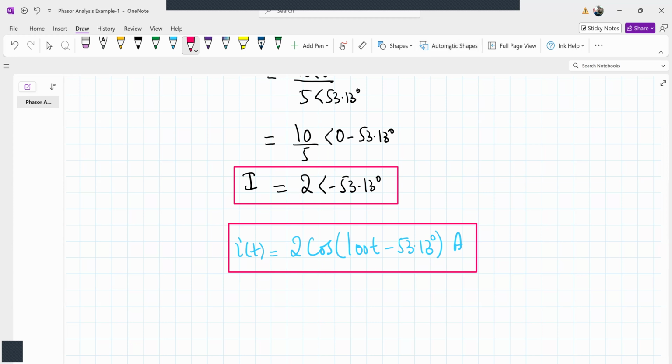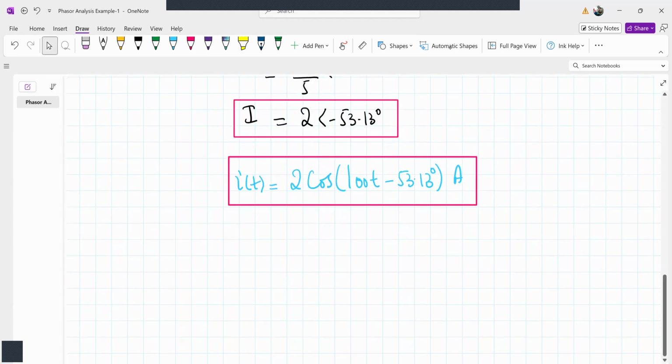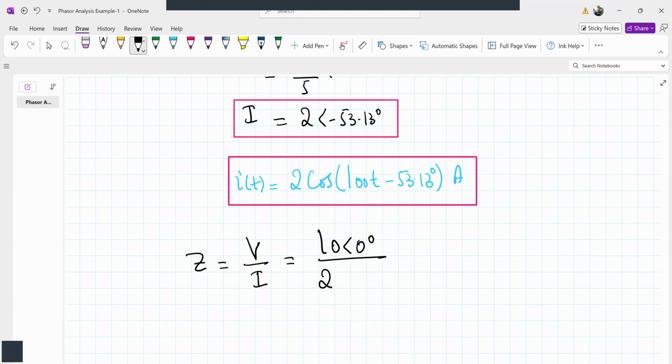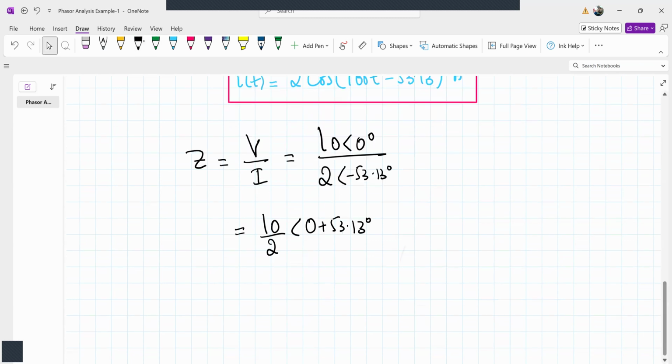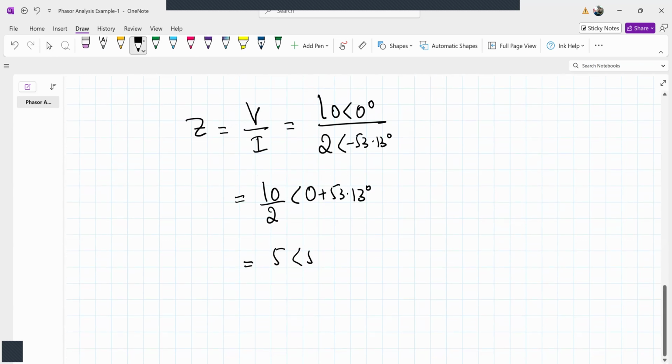Now in order to find impedance, we'll divide the V phasor by the I phasor. So impedance Z will be simply equal to V phasor divided by I phasor. V phasor is 10 at an angle of 0 degrees, divided by I phasor, which is 2 at an angle of minus 53.13 degrees. So this will be 10 divided by 2 at an angle of 0 plus 53.13. Why plus? Because when we subtract minus 53.13 from 0, it becomes plus. So this will be 5 at an angle of 53.13. This is the impedance in polar form.